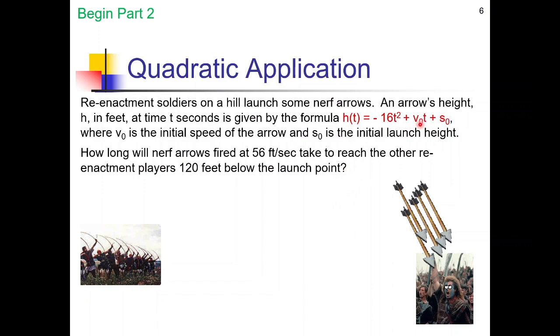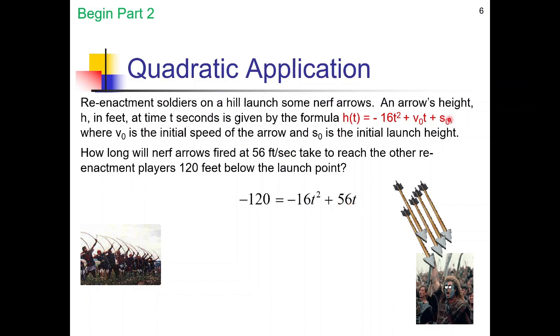If we're using this formula, we're basically asking at what t value, we're solving for t, do we achieve an h value of, well, it's 120 feet below, so we want this value to be negative 120. And what else is changing in this formula? Well, this negative 16t squared is going to stay the same. t is what we're solving for. v0, the initial velocity, is 56 feet per second, so we'll put that in there.